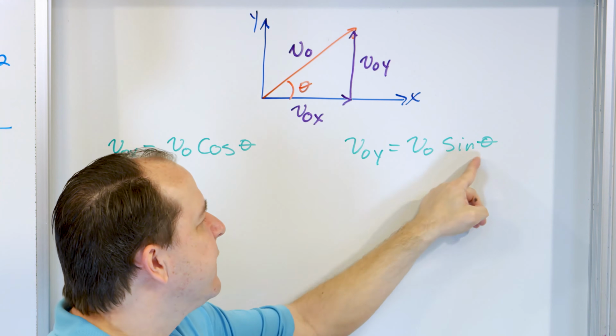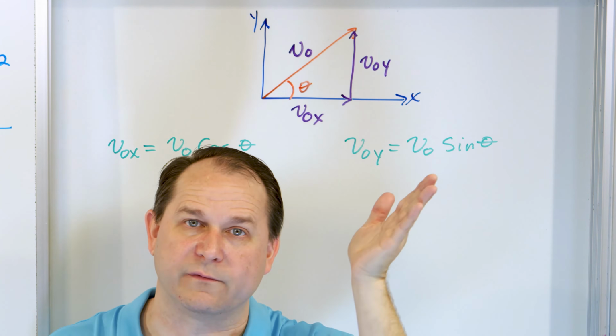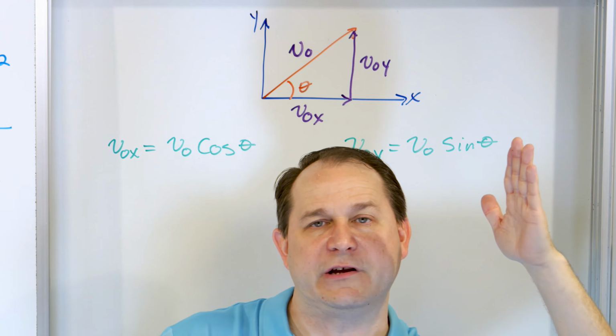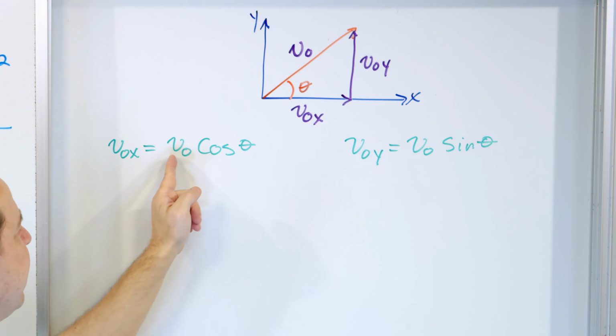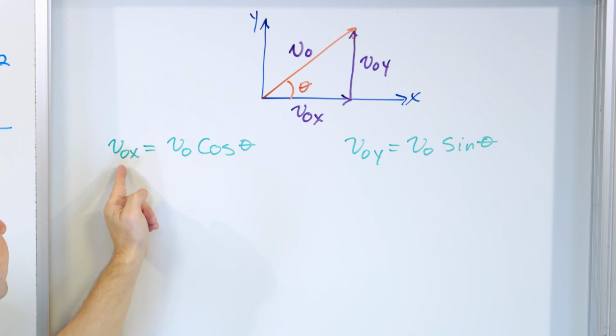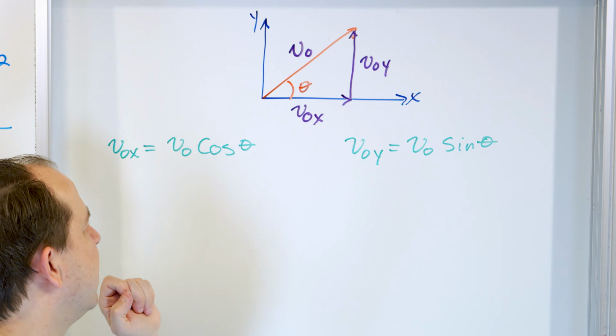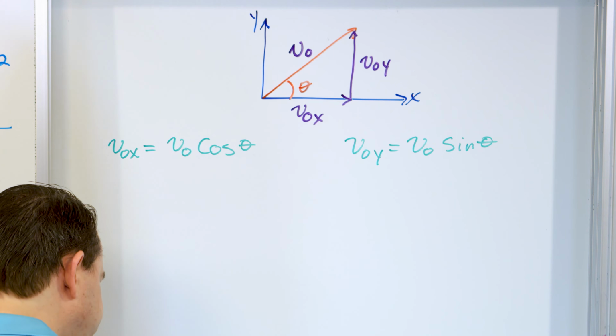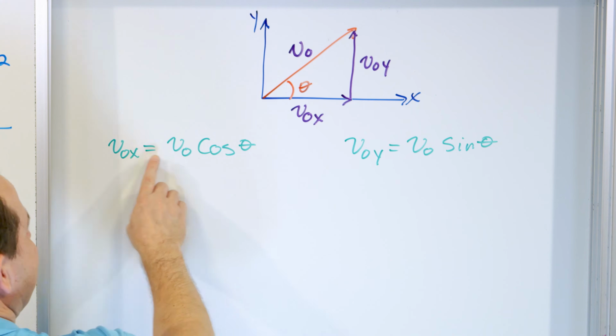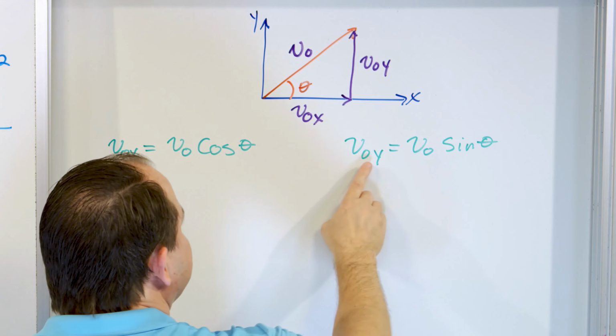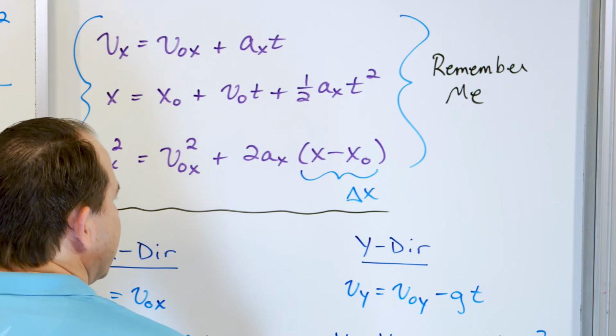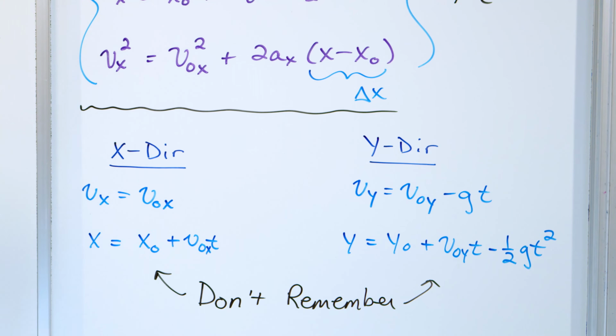So when you take the sine of theta and you multiply by the total velocity, it's like giving the projection in the vertical direction. When you take the total velocity times the cosine, it's like giving you the projection to give you the horizontal part of the velocity. So what we're going to do is take these, v naught x and v naught y, and put them right into these equations. I'm just going to do it right below here.